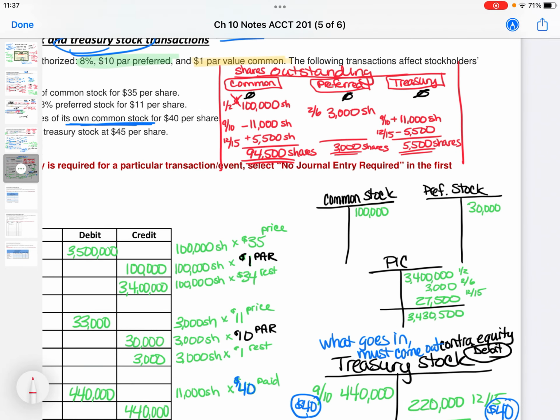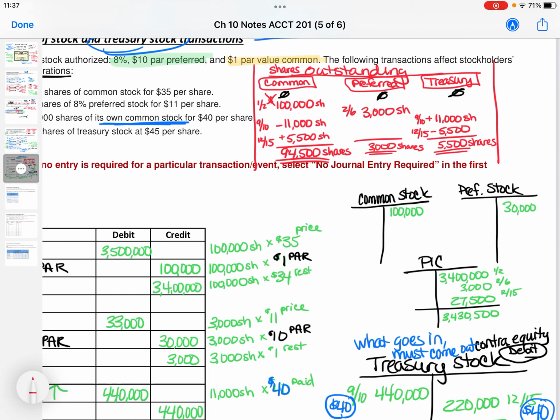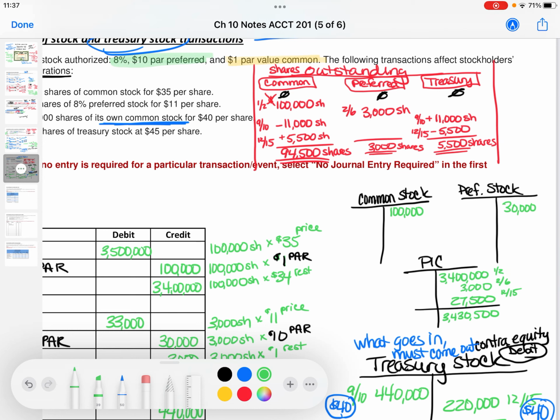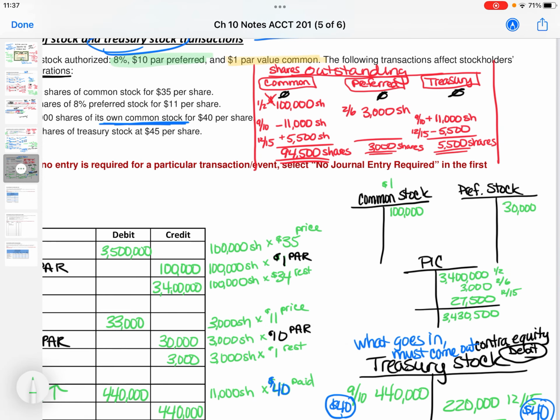Notice that my common stock T account still has $100,000 in it. So the par value in that T account is $1, but I can't see in this T account the number of shares outstanding because of treasury stock. So I couldn't just take the $100,000 that's in this T account and divide it by $1, because that would make me think there's 100,000 shares, but there's not. There's 94,500 shares out there and 5,500 shares in my treasury stock. Now in total that's 100,000 shares, but they're in two different places.